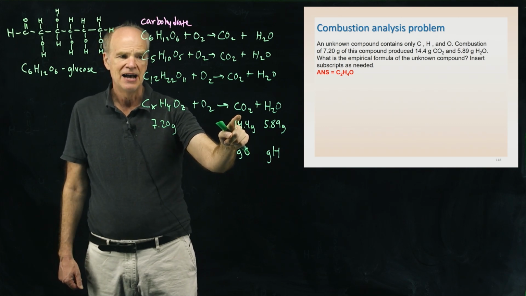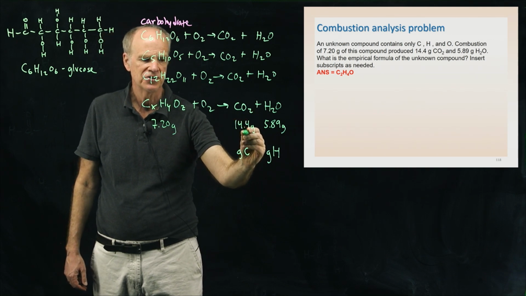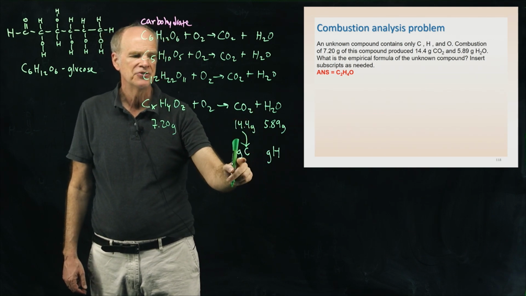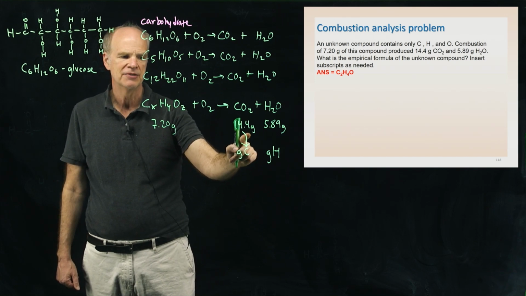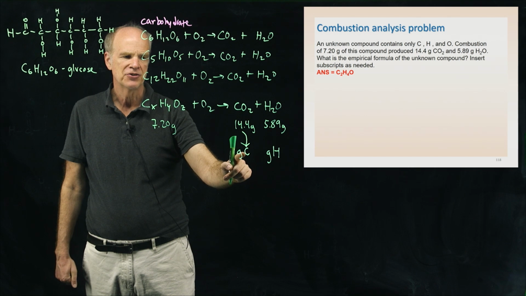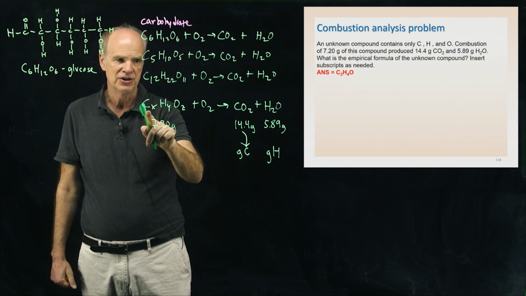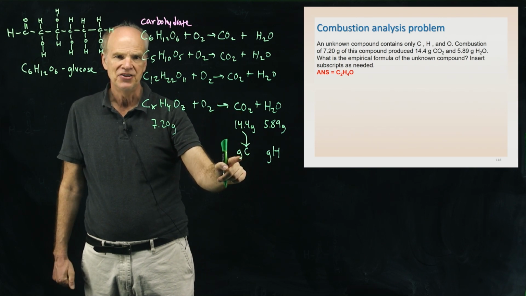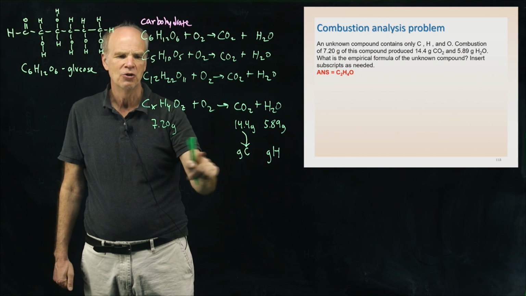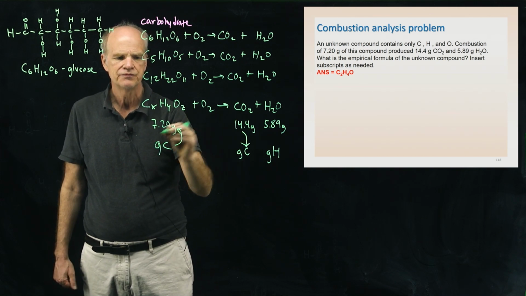If you know the mass of carbon dioxide, what you can do is figure out, as I'll show you in a minute, how many grams of carbon are found in this 14.4 grams of carbon dioxide. Once you have found the grams of carbon there, because you assume all carbon in the carbohydrate goes into the carbon of the carbon dioxide, then the mass of carbon you found in the carbon dioxide will be the mass of carbon found in the compound.